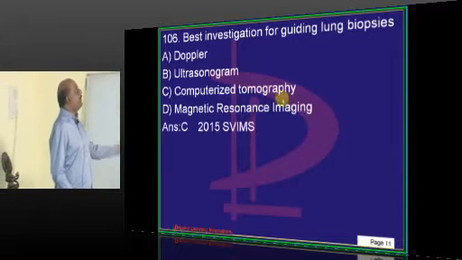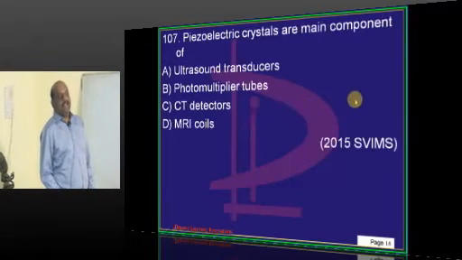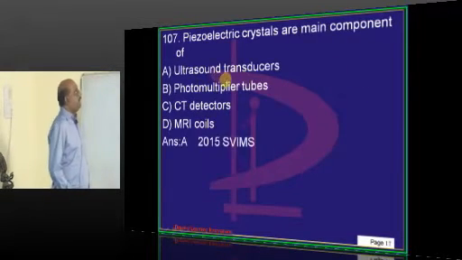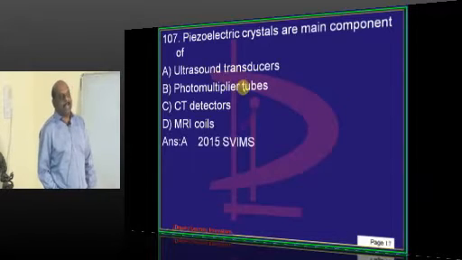For guiding lung biopsies, basically you will do CT guided fine needle biopsy. Ultrasound has got piezoelectric crystals.